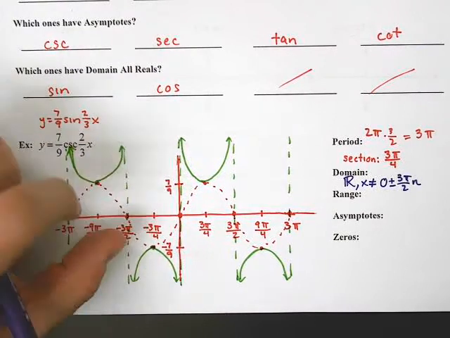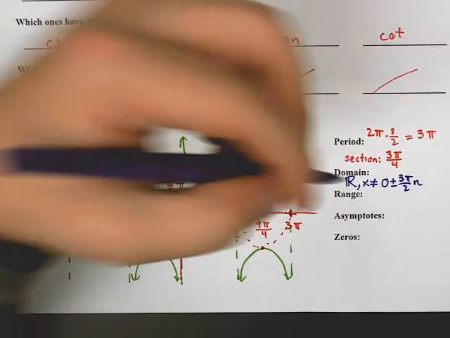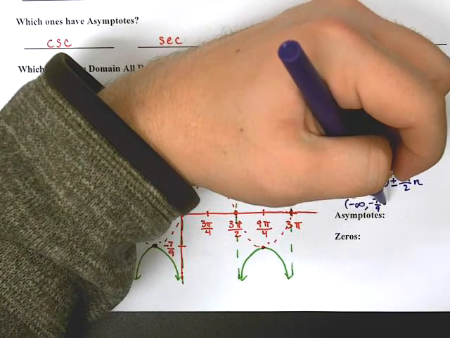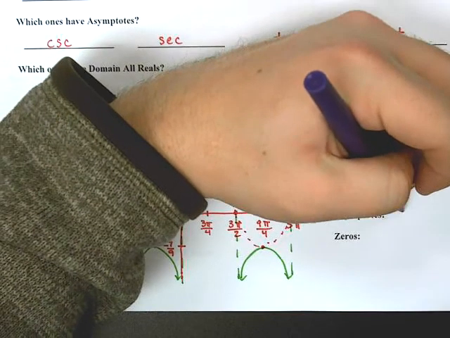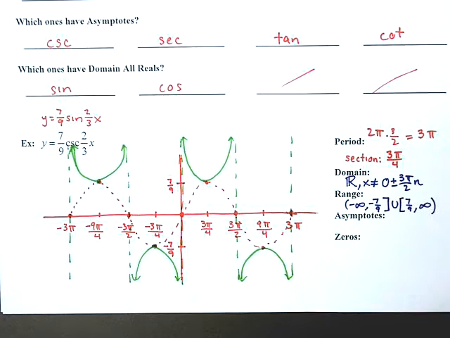We know that sine would be between negative 7/9 and 7/9. Well, the range then is everywhere but that. So from negative infinity up to negative 7/9, and then we have to union that with the top side, which is 7/9 to infinity.